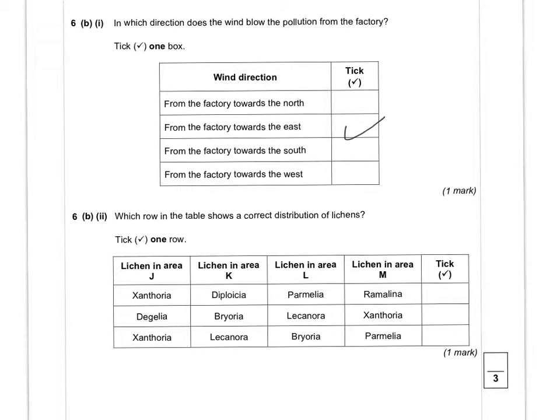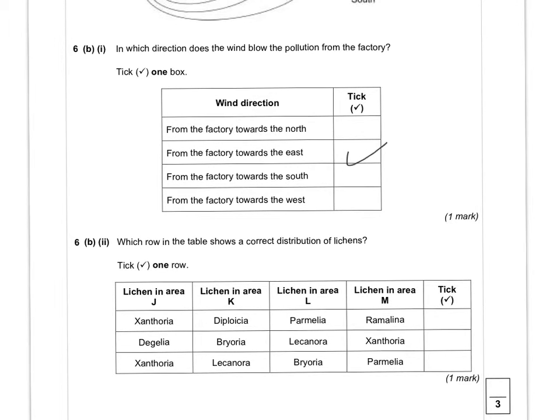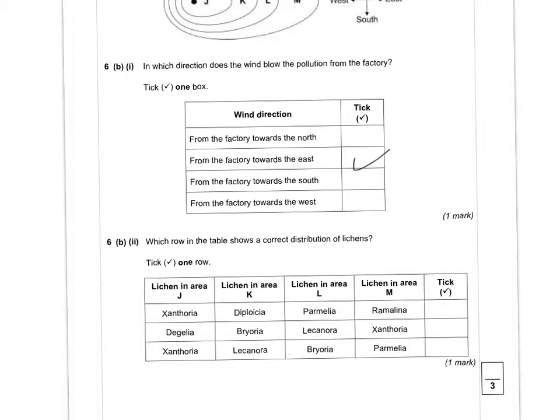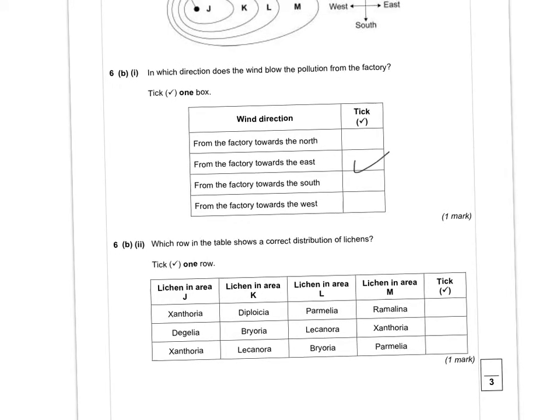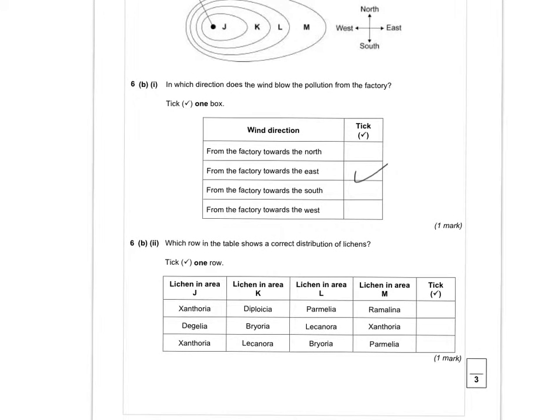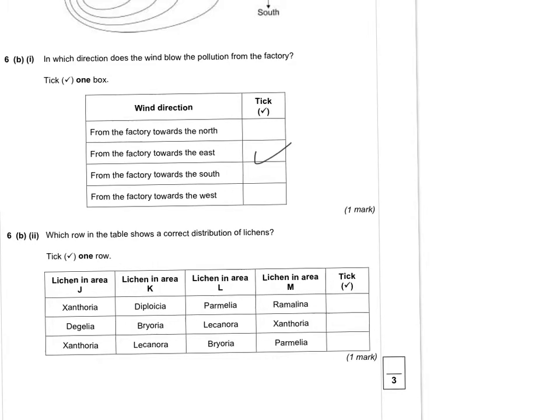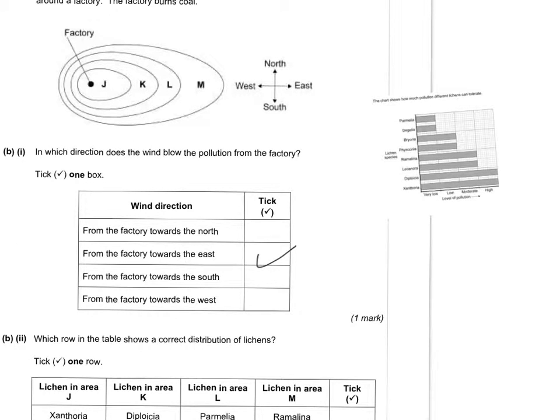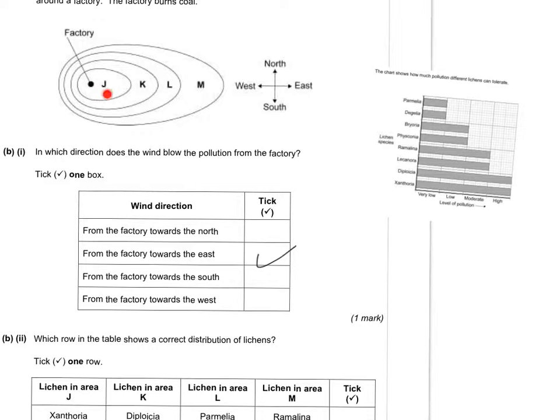And then which row in the table shows a correct distribution of lichens? Well, we know that the area which is going to have the most pollution is going to be the area that is arguably closer to the factory. We'll bring the table back in now so we can have another look at the data. Like we said, as the pollution gets further away from the factory, going in this direction, there's going to be less pollution. So J is going to contain the most pollution, K will then contain the next highest amount, L will contain less, and M will contain the least.